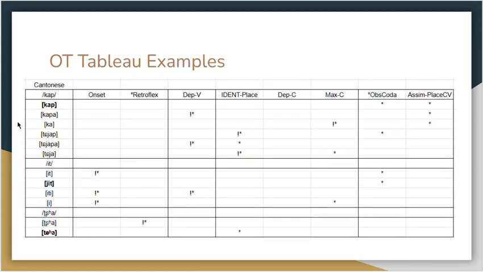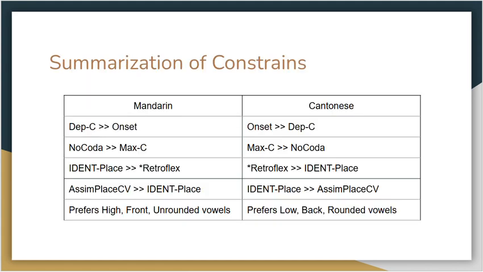And for Cantonese, the optimal candidate will be the one with the coda. And since E has to have an onset, the E will become yit. And the retroflex pronunciation is prohibited in Cantonese, so it would be a non-retroflex version, even though it violates the IDENT place constraint, in order to satisfy the NO RETROFLEX constraint. So this is the summary of my script. Thank you.